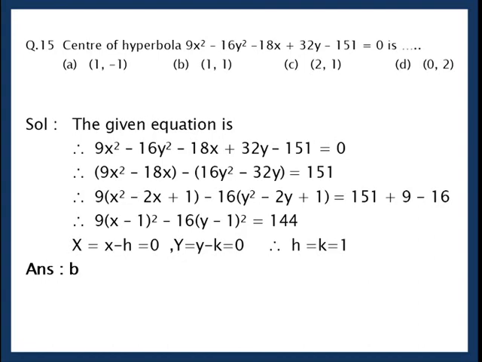Center of the hyperbola 9x² − 16y² − 18x + 32y − 151 = 0 is. Actually, you need not simplify to this extent because we are asked to find the center. See the terms in x, 9x² − 18x. If you take 9 common, you get x² − 2x, which can be made a perfect square of (x − 1). So compare x − 1 with x − h. So that gives h equal to 1.